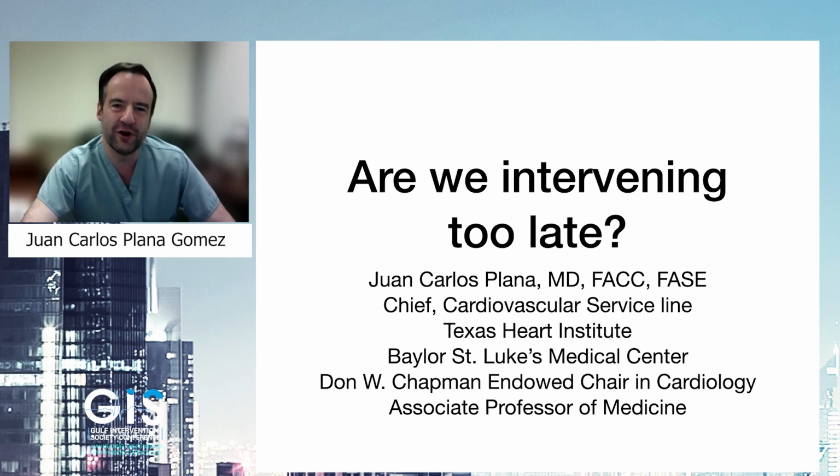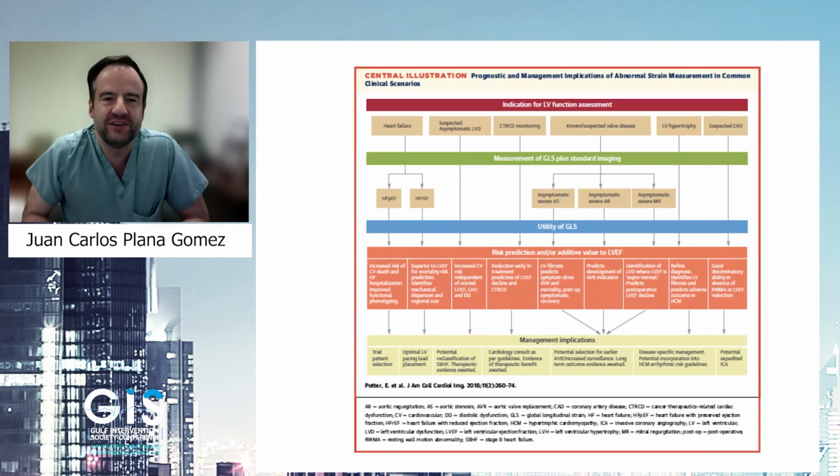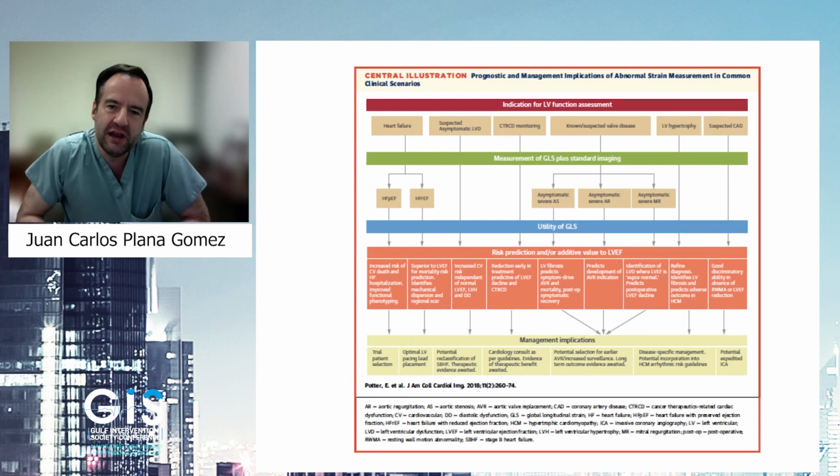And today we're going to be talking about an interesting topic. Are we intervening in aortic and in mitral valve disease too late? You have over here the central illustration of a publication by Porter et al. in JACC Imaging, talking about the role of a new imaging modality, global longitudinal strain. Global longitudinal strain is a technique that allows us to really measure the deformation of the ventricle and will take the assessment of ventricular function to the next level beyond ejection fraction.